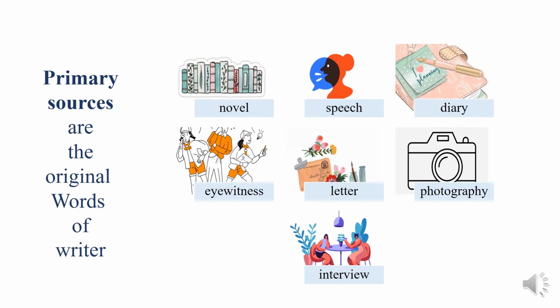What do we mean by primary sources? Primary sources are the original words of the writer: novel, speech, diary, eyewitness, letter, photography, or interview. It means I am the owner of all of these. I am the one who writes about it. Okay, this is what primary sources mean. They are basic materials with little or no editorial alteration.